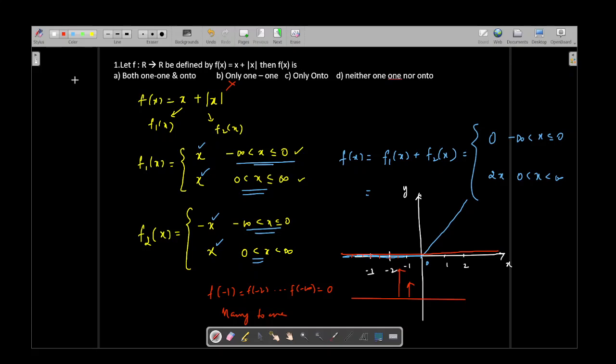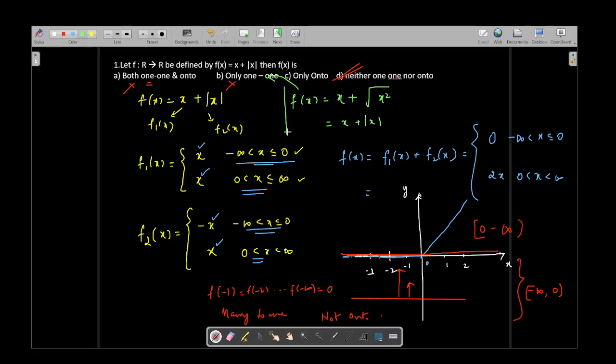So this is not 1 to 1. To check onto, we need to check how many values the function is covering in the y axis. In the y axis it is covering only from 0 to infinity, but f of x does not take values from minus infinity to 0. That is why it is not onto as well. So this is neither 1 to 1 nor onto. This function f of x can also be asked as f of x is equal to x plus square root of x square, which is the same as x plus mod x. So this function is neither 1 to 1 nor onto on real numbers.